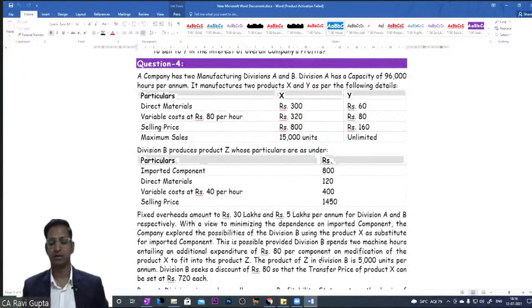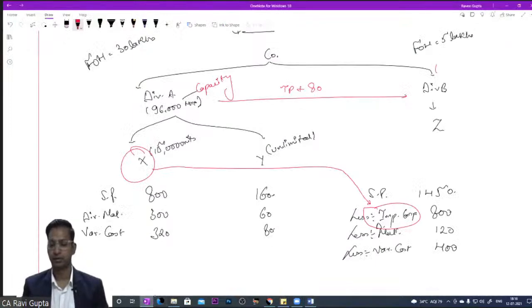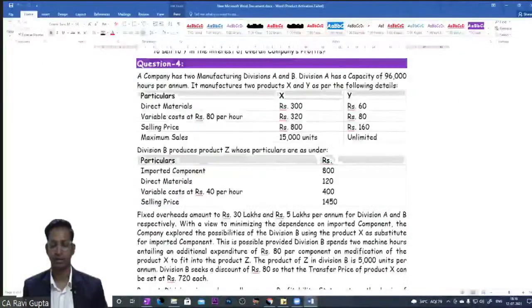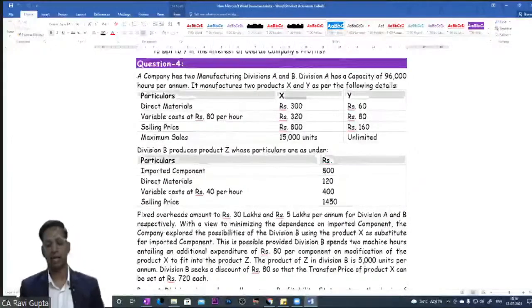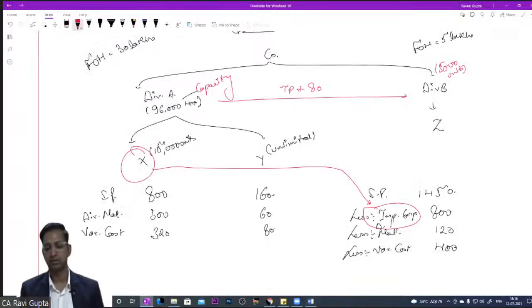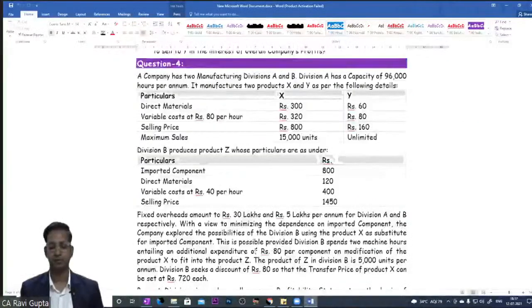The production of Z in division B is 5,000 units per annum. This is 5,000 units production and demand. And B seeks a discount of rupees 80 so that the transfer price of product X can be set at rupees 720. What this division is seeking, this division wants TP rupees 720, right?